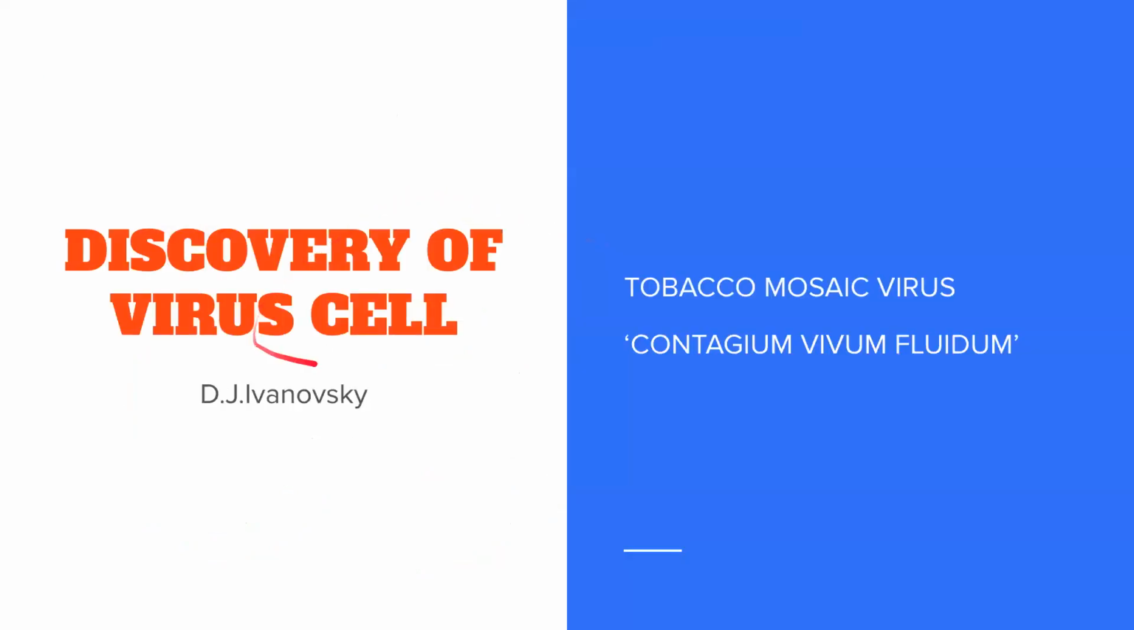Next, we have the discovery of the viral cell, and it's done by D. J. Ivanovsky. Okay, this is the person who discovered the virus. And what virus did he discover? He discovered the tobacco mosaic virus. Okay, tobacco mosaic virus. This is a virus which naturally occurs in plants. It's a plant virus. So what is the tobacco mosaic virus and how was it discovered? So we know what the tobacco mosaic virus is.